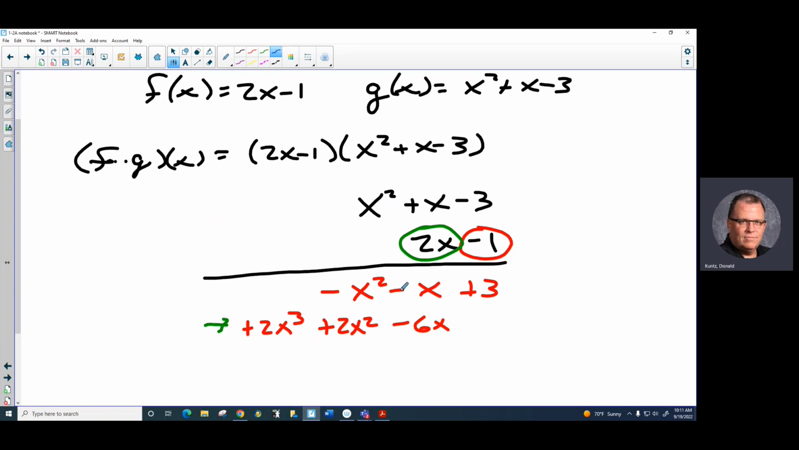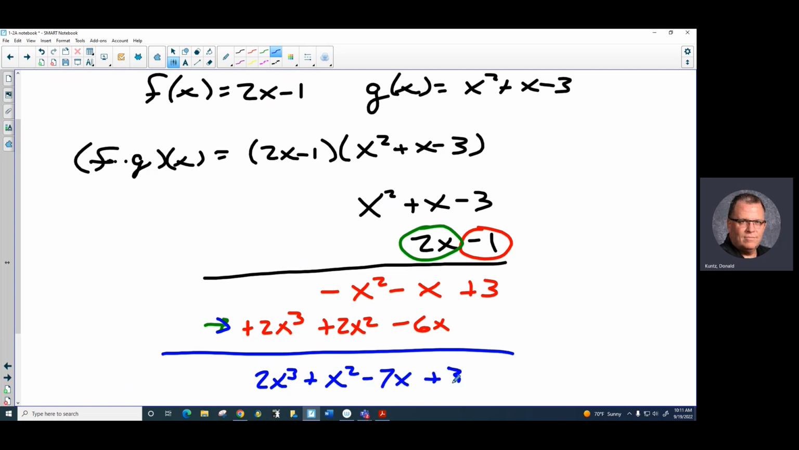All right. So finally, notice I kept those in columns by their exponent so that we can just add straight down, and that was supposed to be an arrow. So we've got 2x cubed. -1 plus 2 is a positive x squared. -1 and a -6 is a negative 7x. And then we have a positive 3. And that would be what we'd call f times g of x. And again, you can plug values in there, just like we did with the other stuff.